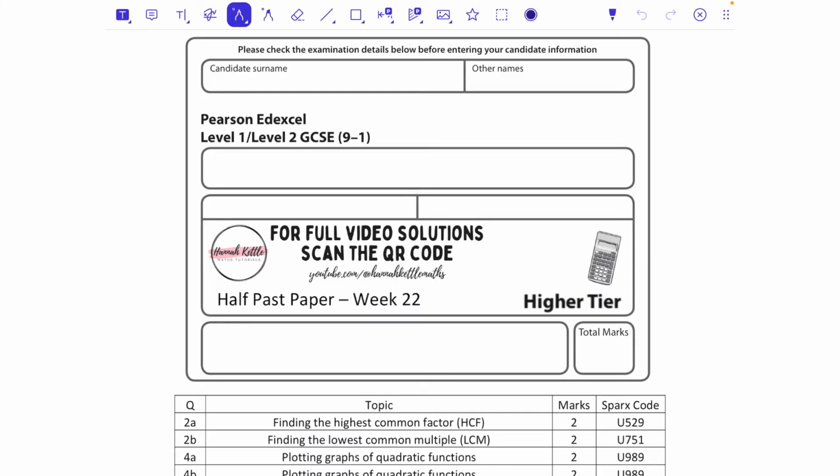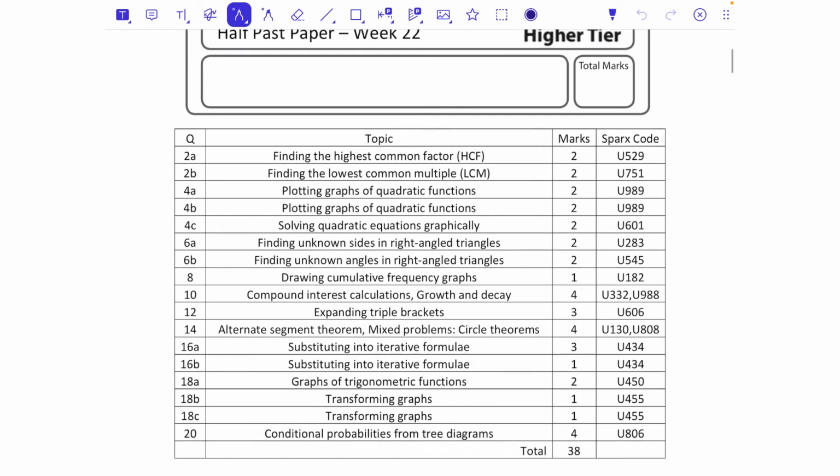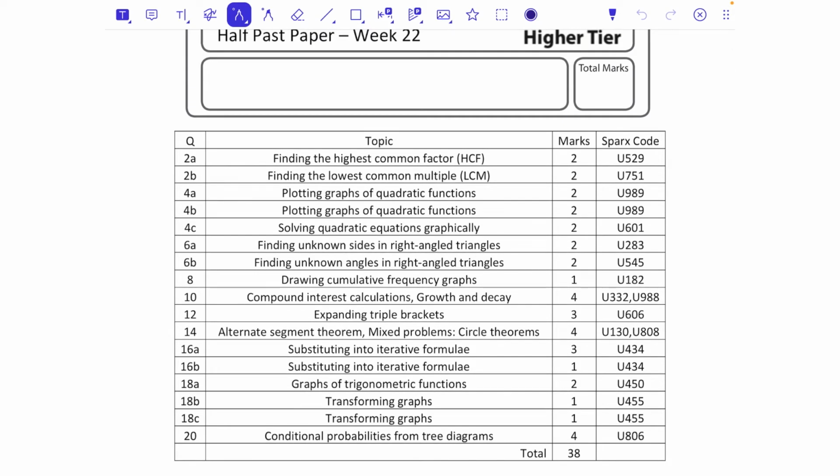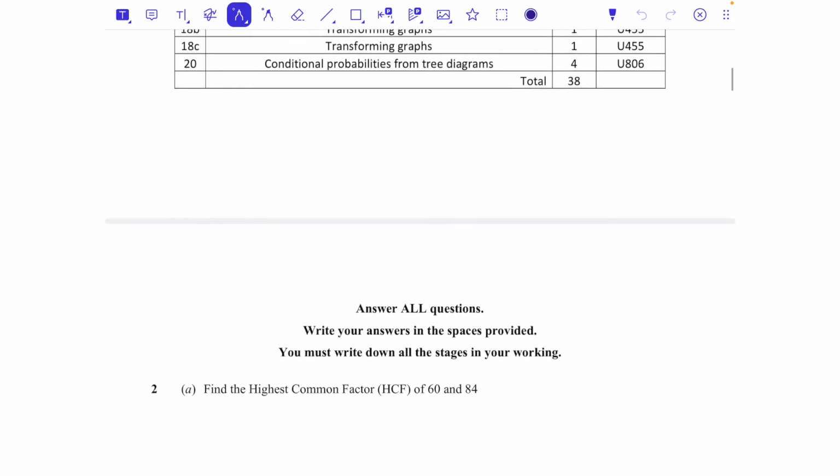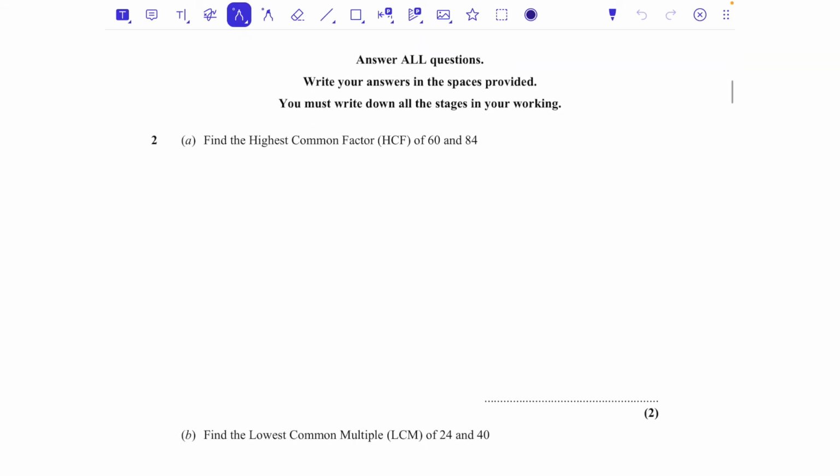This is Half Past Paper, week 22, higher tier, and this is a calculator paper again this week. We are doing the even numbers to the odd numbers that we did last week. So if you were here last week for week 21, this is the other half of the paper. These are all the topics that we are going to be looking at on this paper, and there are 38 marks, so about half a past paper. Normally these papers are out of 80. Okay, let's get on with it.